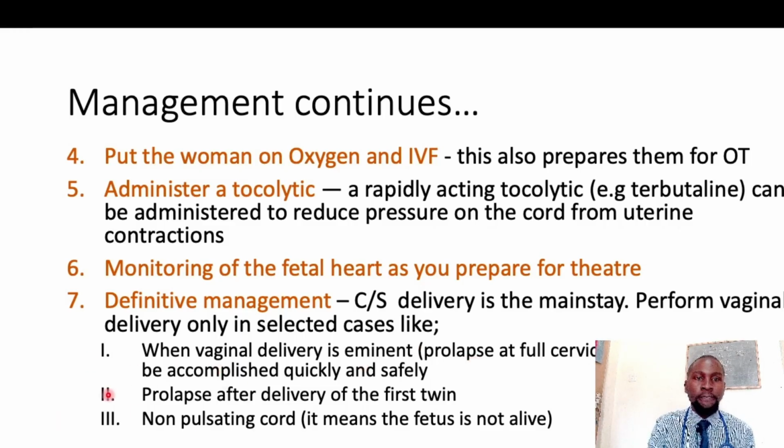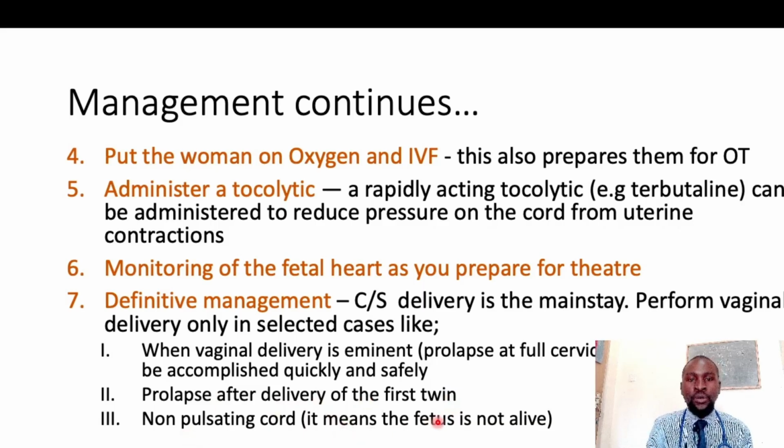So if there's a prolapse after delivery of the first twin, you can quickly deliver vaginally because the cervix is fully dilated, and the pelvis is adequate for vaginal delivery. So this is where you can do vaginal delivery.